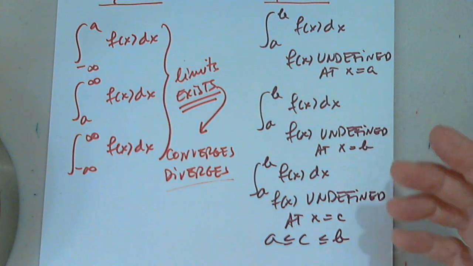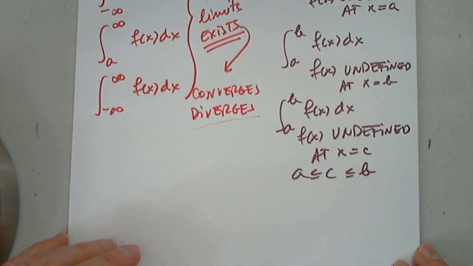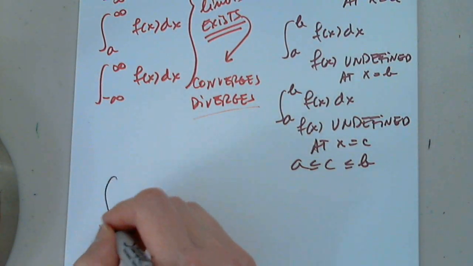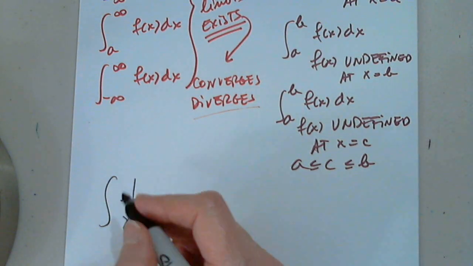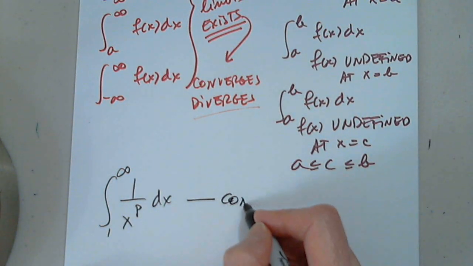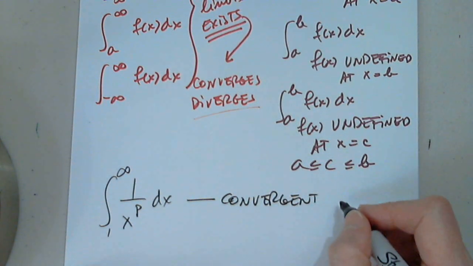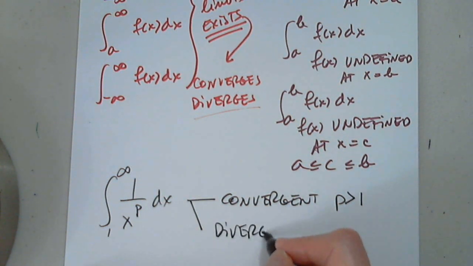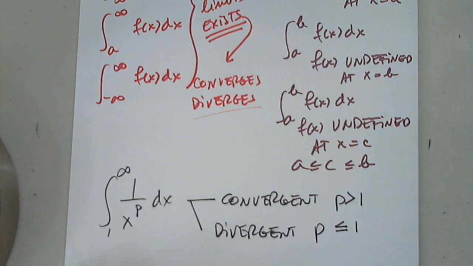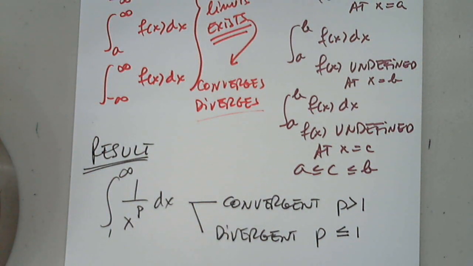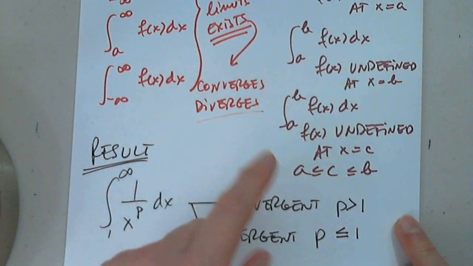Okay, I want to just establish two things from the very beginning, and we can prove this. They're proved in your book. The integral from 1 to infinity of 1 over x to the p, dx, is convergent for p strictly greater than 1, and is divergent for p less than or equal to 1. Okay, so this is a very important result. Very important.